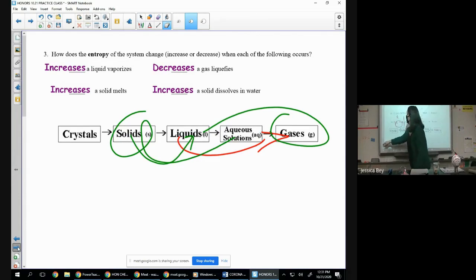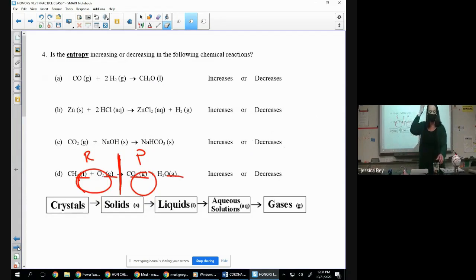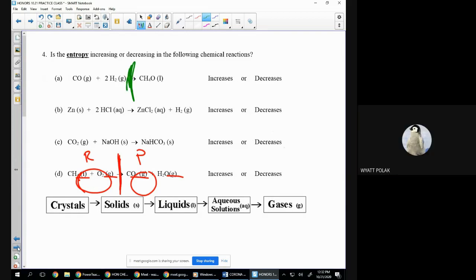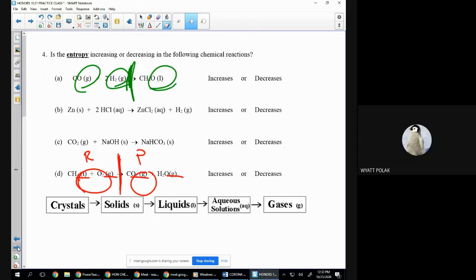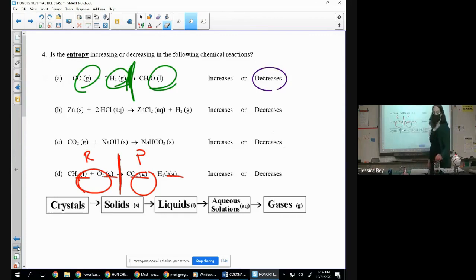Perfect. All right, I'm going to bother somebody to do all four of these with me. Ooh, well, maybe I won't because we need more popsicle sticks. Wyatt P., are you here, Wyatt? Hello. Perfect. I have a gas and a gas that are going to come together and make a liquid. What's going to happen to my entropy? Decrease. It is going to decrease. Who else can I bother? Preston.